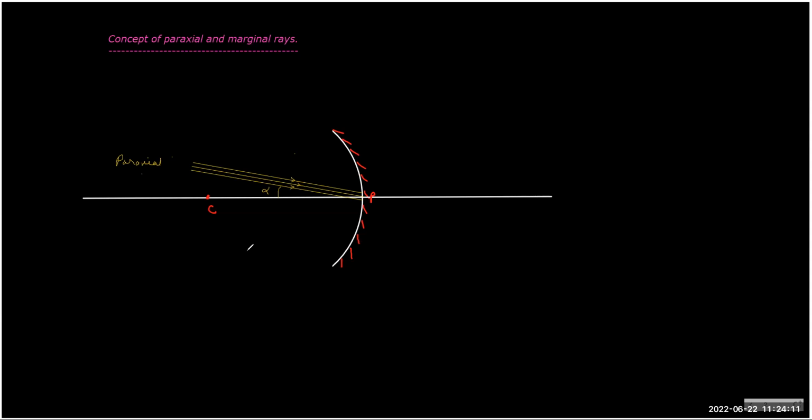And as you go away from the principal axis, and if you hit the mirror maybe somewhere here, again I am taking a parallel beam of light. So the beam itself is parallel. This is the takeaway. The beam is parallel. This is called a pencil beam.